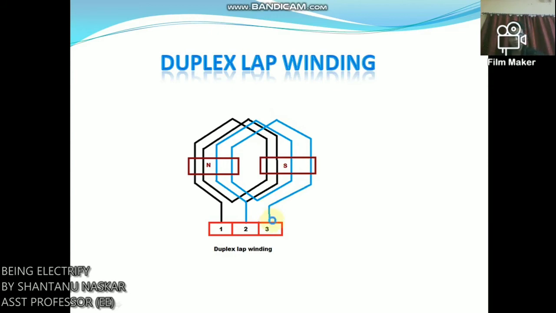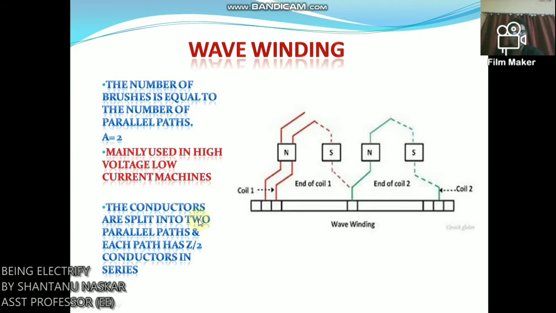Now we will go through the wave winding. The number of brushes is equal to the number of parallel paths. The number of parallel paths equals 2. The number of brushes also equals 2. This is mainly used in high voltage, low current machines.